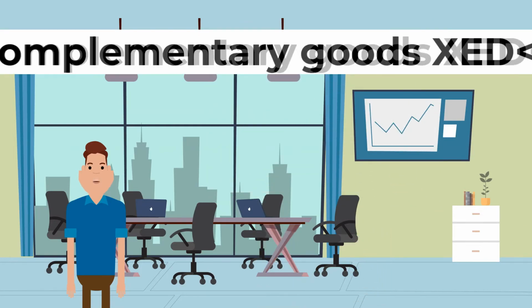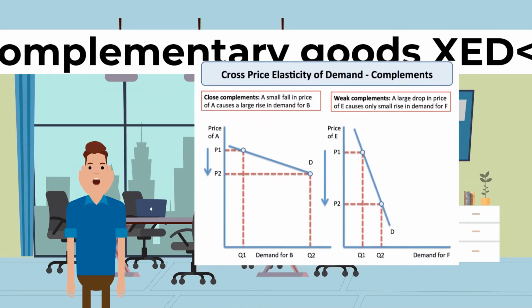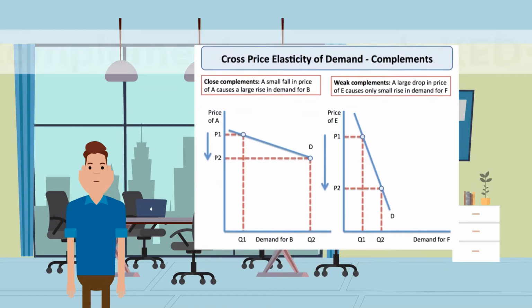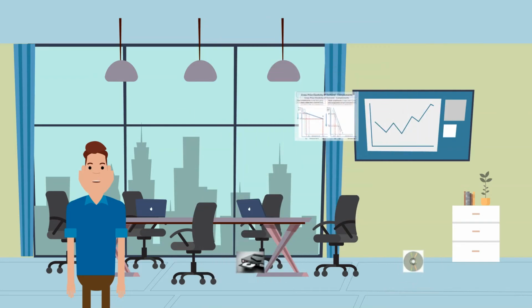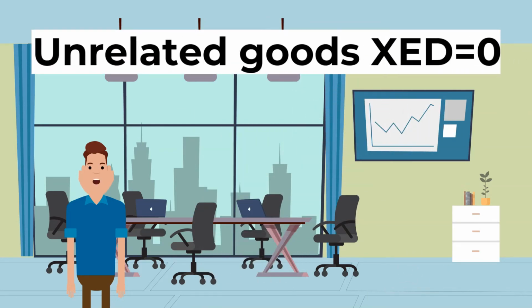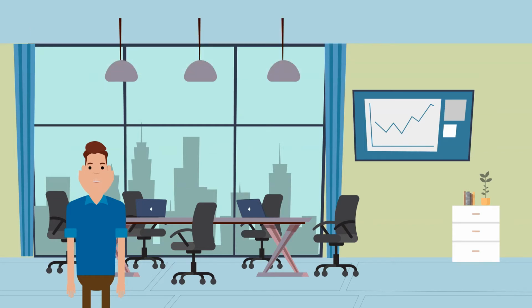2. Complementary goods are where XED is less than 0. An increase in the price of good B will decrease demand for good A. One example is DVDs and DVD players. 3. Unrelated goods are where XED is equal to 0. A change in the price of good B has no impact on good A. The size of the integer represents the strength of the relationship. The larger the number, the stronger the relationship between the two.